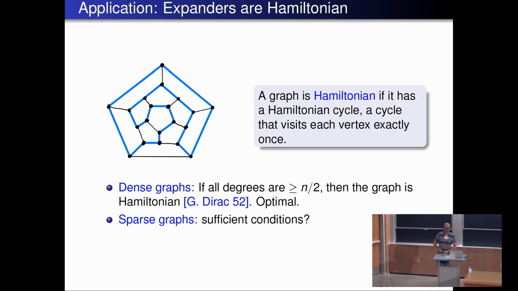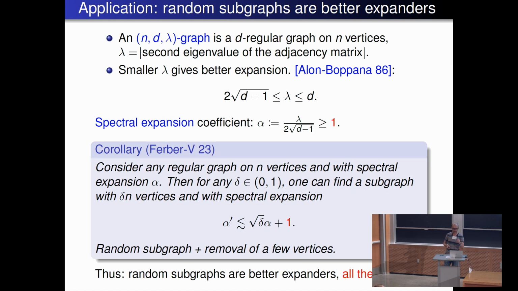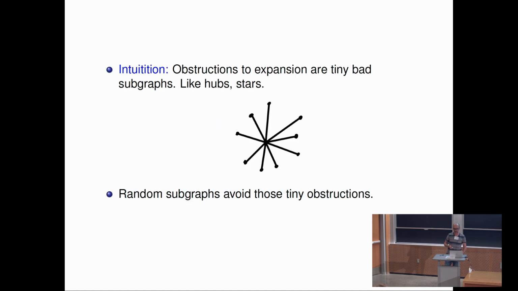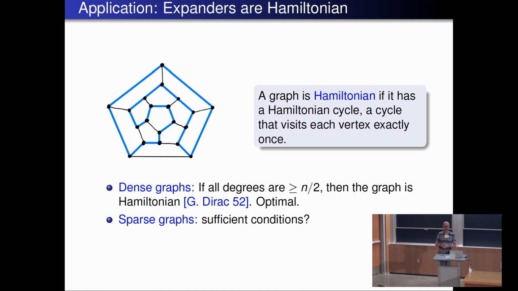And then the last application of this expander-improving corollary is work in progress with Asaf Ferber and other people, about an old conjecture that expanders are Hamiltonian. A graph is called Hamiltonian if it has a Hamiltonian cycle that visits every vertex exactly once, such as this blue cycle. Dense graphs always have Hamiltonian cycles. There is an old result of Dirac that says that if all degrees are above n/2, where n is the number of vertices, then the graph is automatically Hamiltonian.